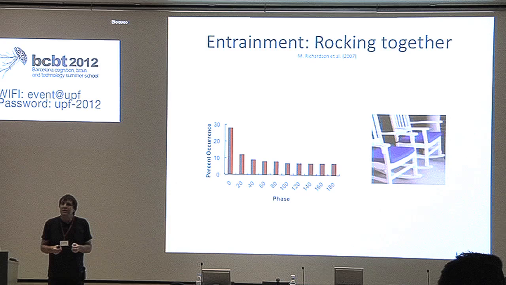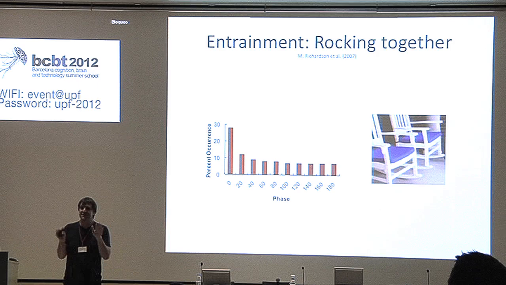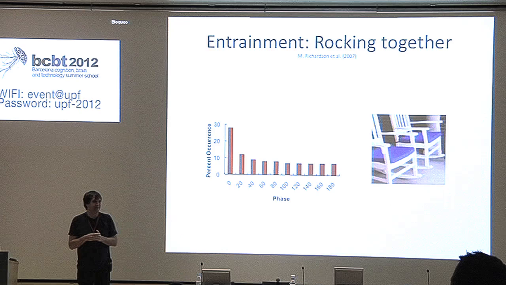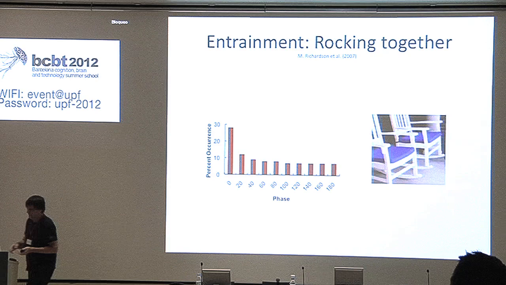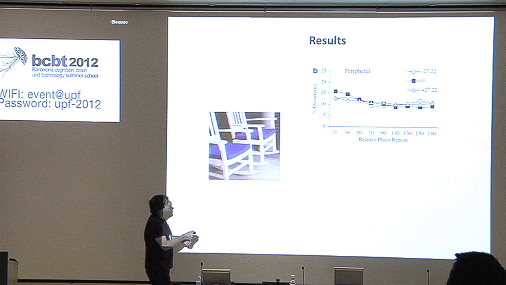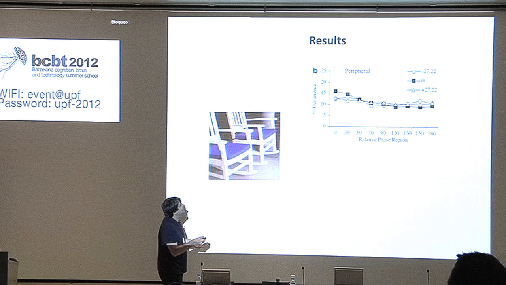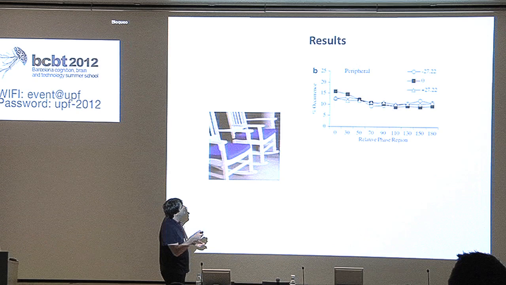where he had two people rocking alongside each other on these chairs that had different natural frequencies. In one condition, they only saw each other in the periphery. And in the other condition, they were looking at one another. And they were instructed to keep their own frequency. And what you can see is that in the condition where they had only peripheral vision of one another, it looks a little bit like an independent distribution. So they were basically moving independently in all of the three conditions.